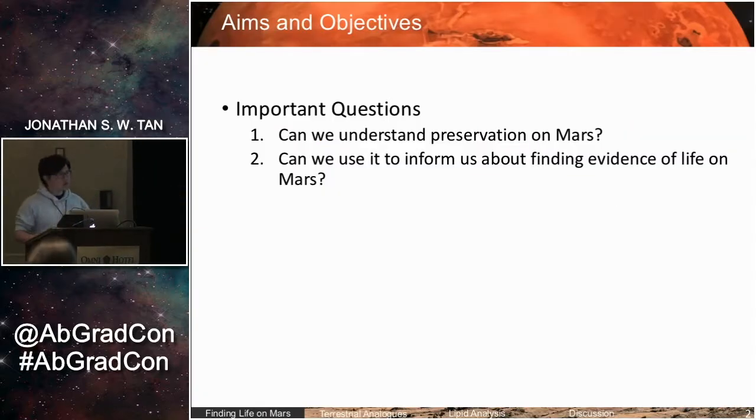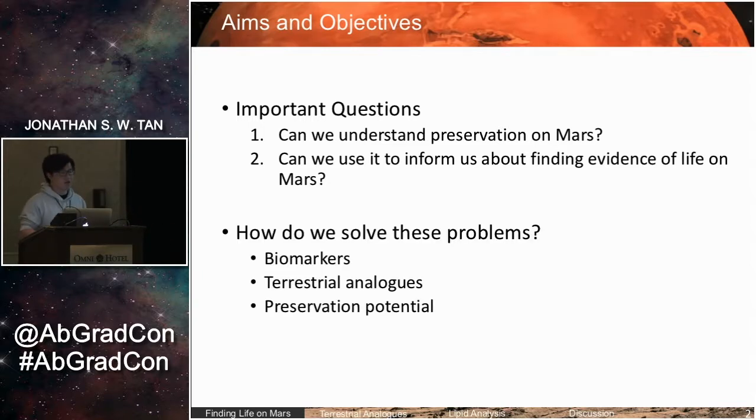So there are two very important questions that I want to try and answer during the course of this talk. Firstly, can we understand the processes of preservation of biomarkers in Martian environments? And two, how can we use that to inform us about future life detection missions on Mars? To do that, I'm going to talk about biomarkers, appropriate terrestrial analogs, and how they work together to give us an idea of the preservation potential of these environments.